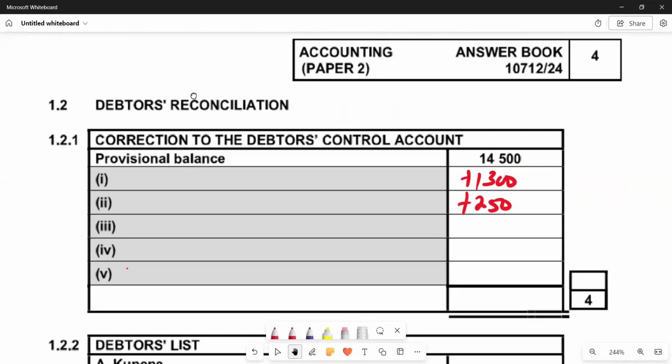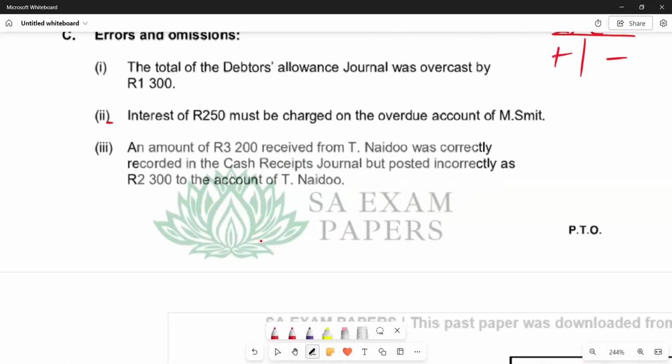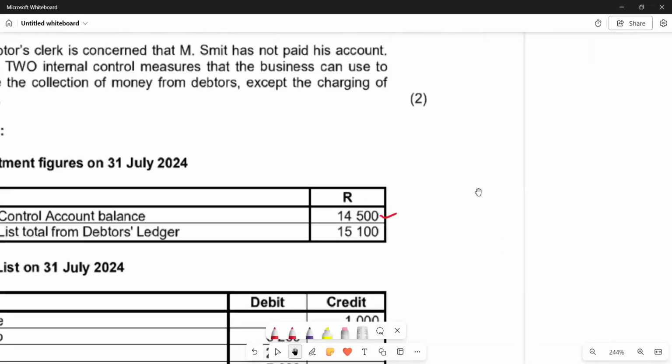Then information 3. Information 3 reads: an amount of 3,200 rands received from T92 was correctly recorded in the cash receipts journal, but posted incorrectly as 2,300 rands to the account of T92. So we see that this amount is correct in the journal. It means if it's correct in the journal, it's not going to affect our debtors control. But it was not correct when it was posted to the account of T92, which is in the ledger. So it only affects the list of balances in the ledger. So this one we will come back and correct when we are looking at the ledger and the list of balances.